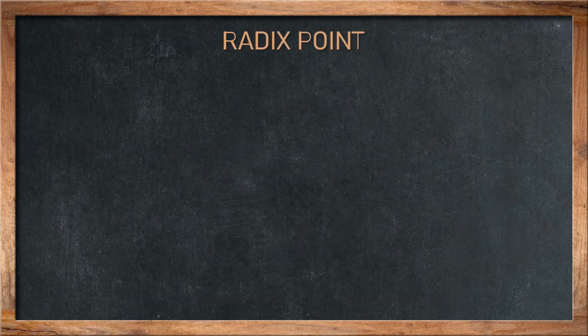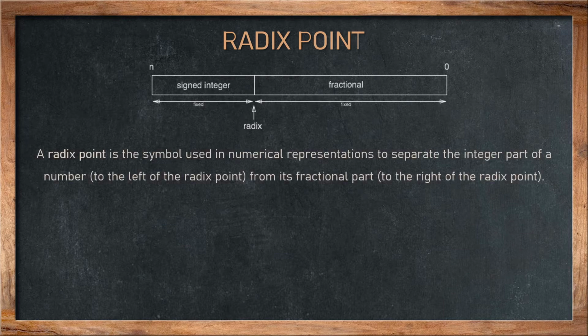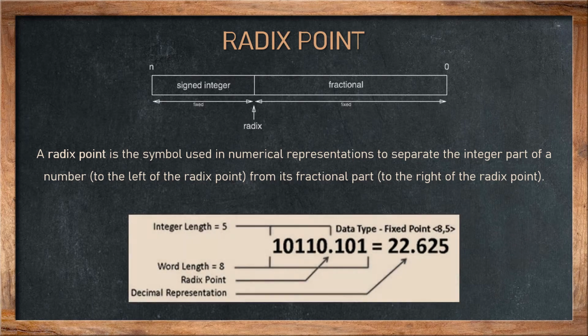Our next term is the radix point. You must have heard of the radix in the previous video. Remember R's complement and R minus 1's complement? We used to call that R the radix. So what is the radix? Radix is nothing but the point from which you separate your number. The left side portion is the integer, and the right side part we call the fractional part.